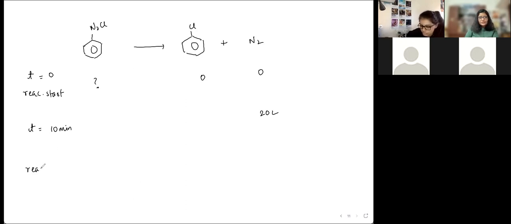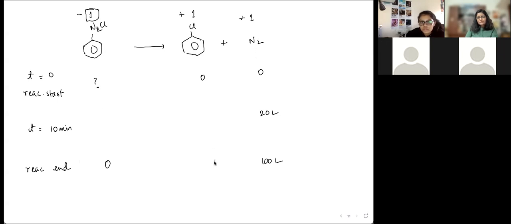Then at reaction end, N2 was 100 liters. What can you expect about the reactant at the end of the reaction? 0. And by stoichiometry, how much of this would have been produced? Like by stoichiometry, if 1 mole of this is used up, you'll get 1 mole of this and 1 mole of this, right? Yes, ma'am. Minus 1, then plus 1, plus 1. So at the end of the reaction, you've got 100 liters of N2.